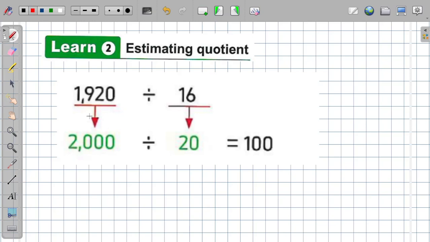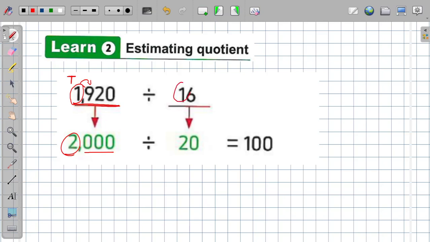So if I have two numbers like this, 1920 divided by 16, I will round the first number here. The first place value here is 1000. So I will round to the nearest 1000. So I have 1 and the next digit is 9, so I can add 1 to 1, so it will be 2. And I have 3 more digits, so it will be 2000.